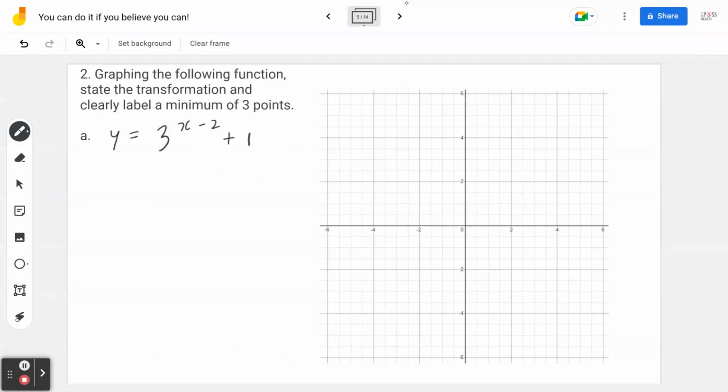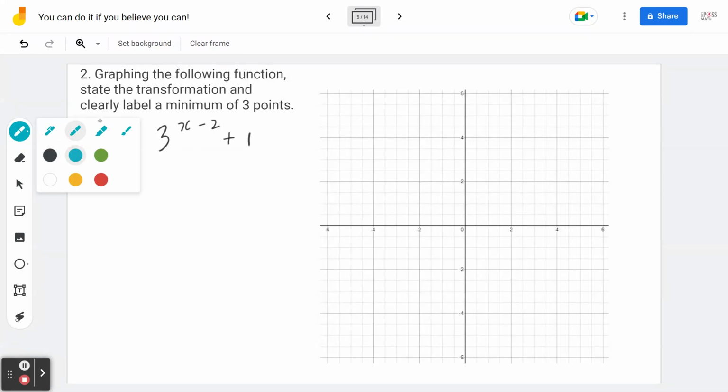We are making progress. Question number 2. Graph the following function, state the transformation, and clearly label a minimum of 3 points. This means you can label 4 points, 5 points, more than 5 points, but we're expecting 3 points minimum. Now, if you really look at this, there are a couple of things you can do. The most basic concept is to go through a TOV, table of values. That's what we're going to do right now, just to demonstrate this.